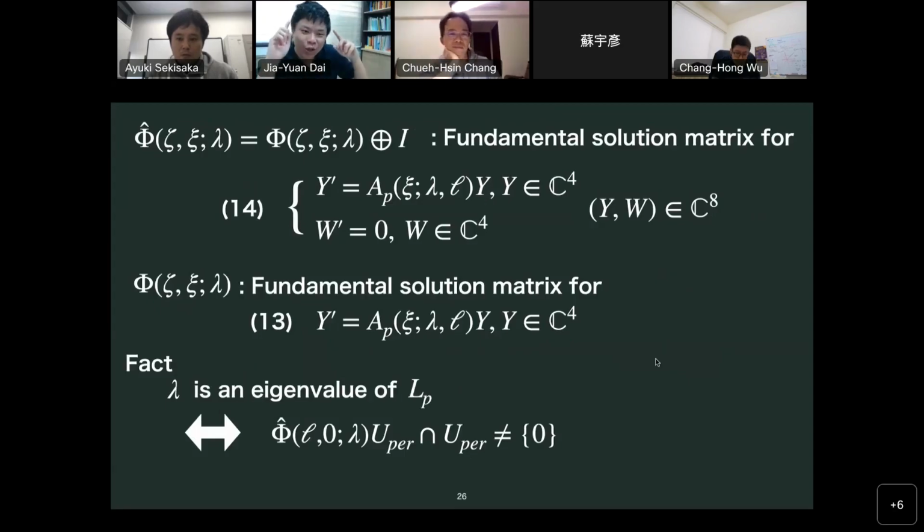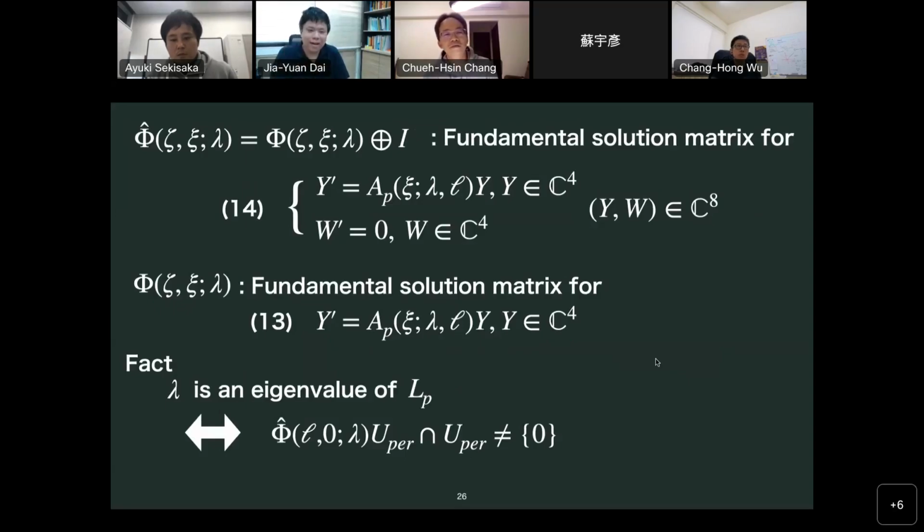Now you consider the extended system. This W prime incorporates the period. They are real numbers, so W prime is 0. And then after you solve the existence problem, you consider linearization. Because W prime is 0, the linearized system is the same. Then you consider this extended linearized system.